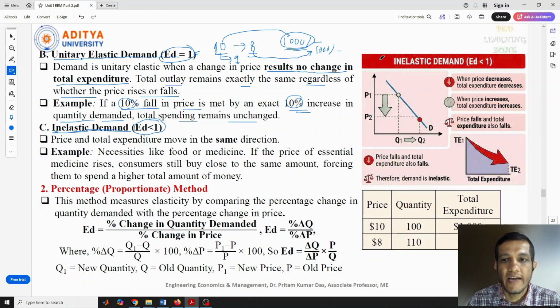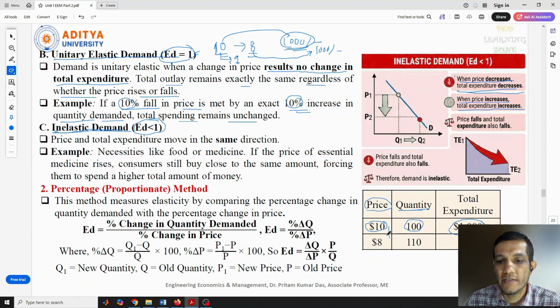In this condition, when the price of the product decreased, the total expenditure decreased. Again, when the price of the product increased, the total expenditure increased. In the previous case, it is not like that. Here we take a similar kind of example. Suppose the price of the product is $10, the quantity ordered is 100, and the total expenditure is $1000.